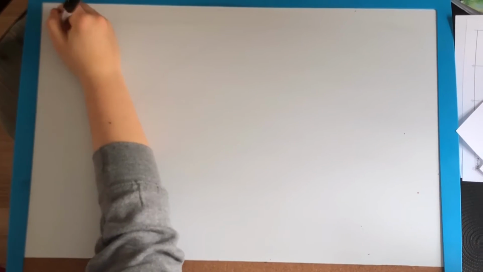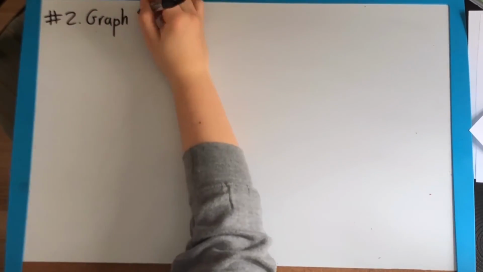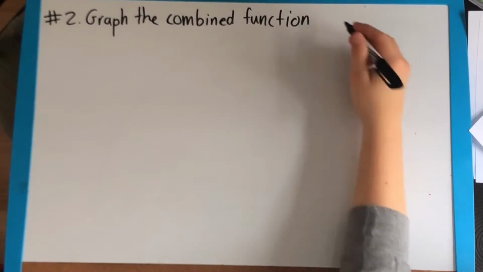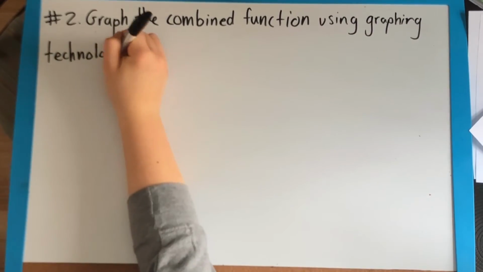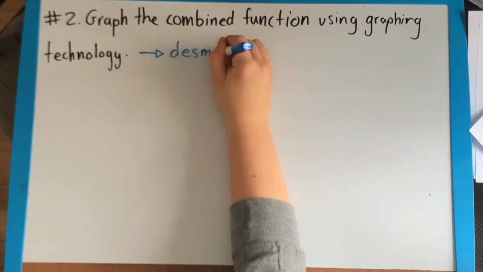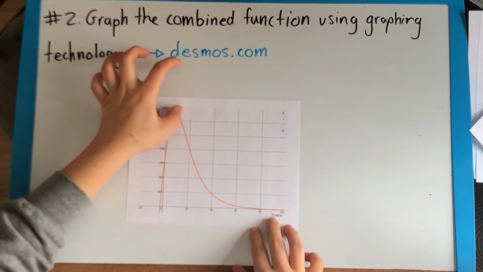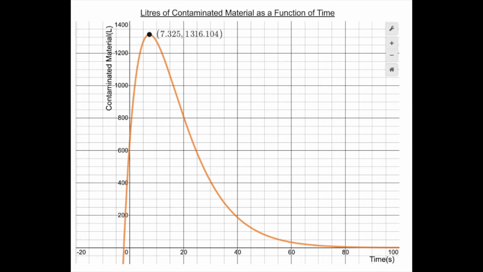Our second step is going to be using graphing technology to graph the final combined function. We have to make sure to choose an appropriate scale in order to be able to spot all of the important points and asymptotes and make sure to label each axis accurately. Y-axis as contaminated material, and x-axis as time.